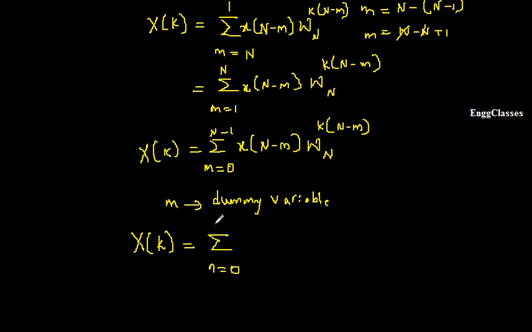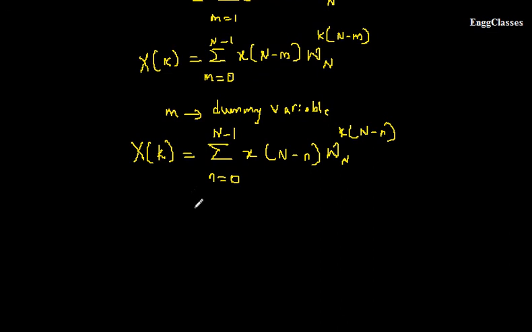Because I'm more familiar with n, I'll write n equal to 0 to N minus 1, then I have x of n minus n. So instead of m, I'm writing it as n. Is that fine? W_N to the power k into capital N minus small n. Is that okay? Next, just try to simplify this.